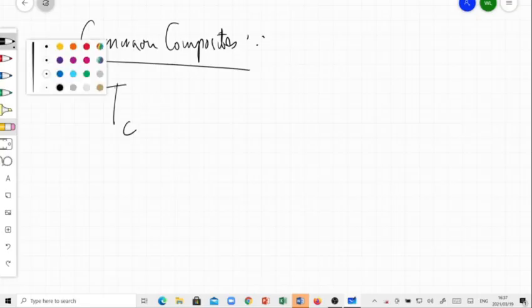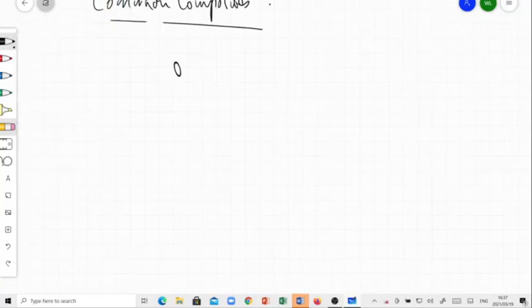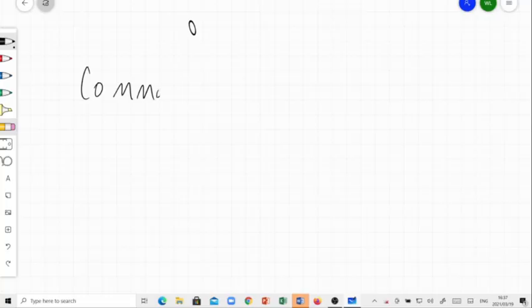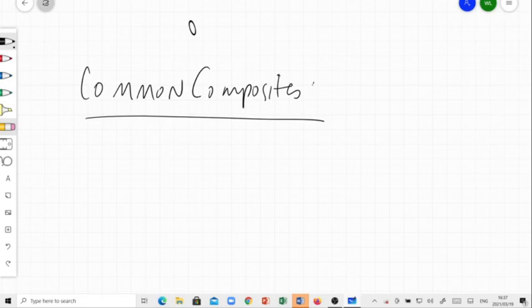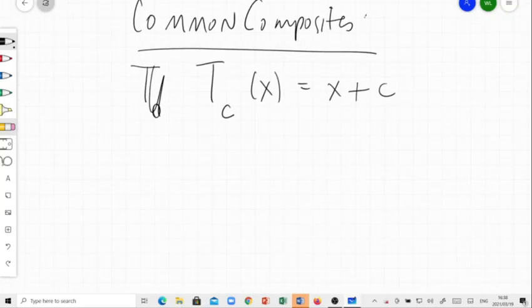So remember what this guy does. Okay, so let's look at common composites. So in this case, let's consider this map T c at x, and what it does, it just translates x by c. So whatever you feed it, it just adds c onto it. So c could be 5. So for example, T 5 at x is just nothing but x plus 5.